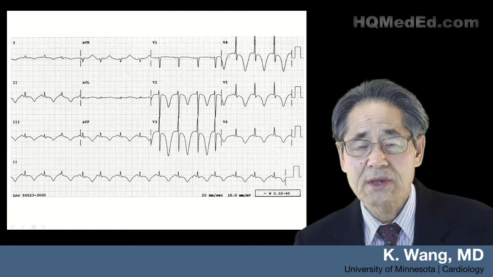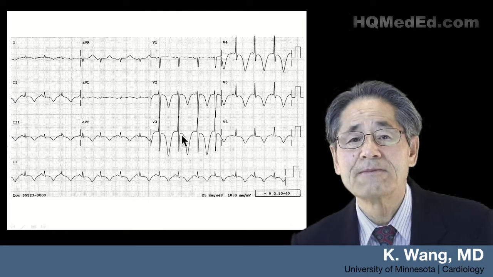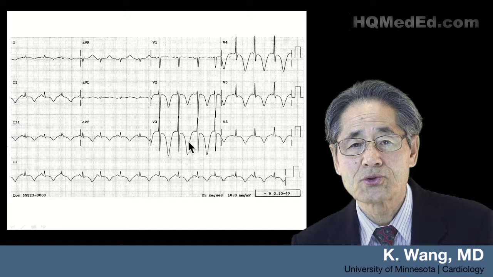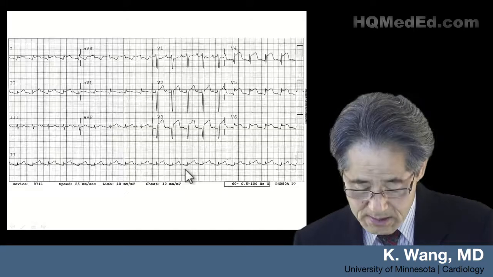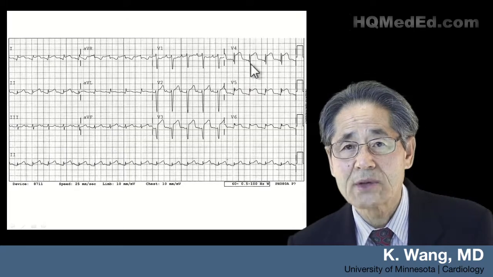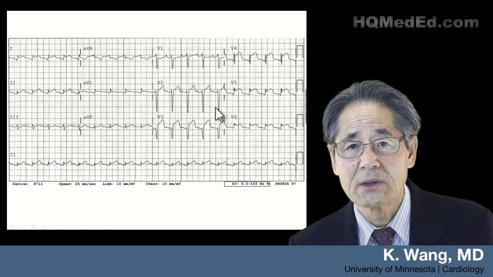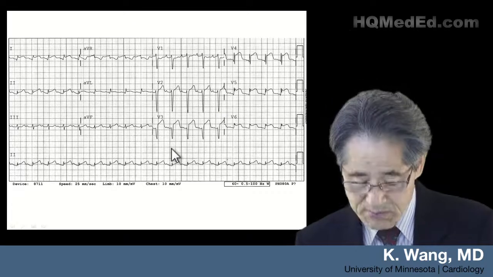Sometimes in stress cardiomyopathy, before they become the typical stress cardiomyopathy pattern, they may have a transient ST elevation. So that's another thing to keep in mind.